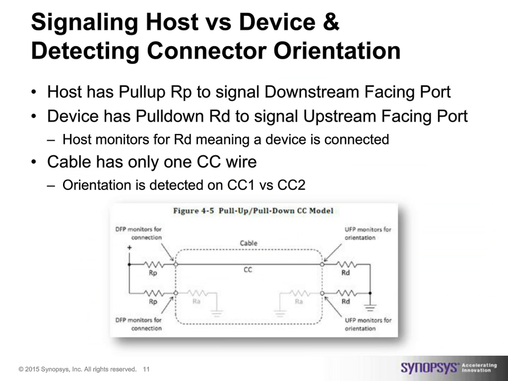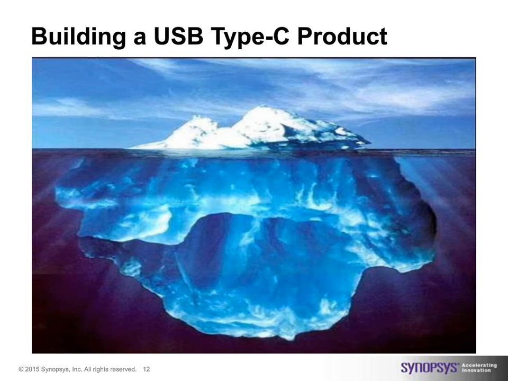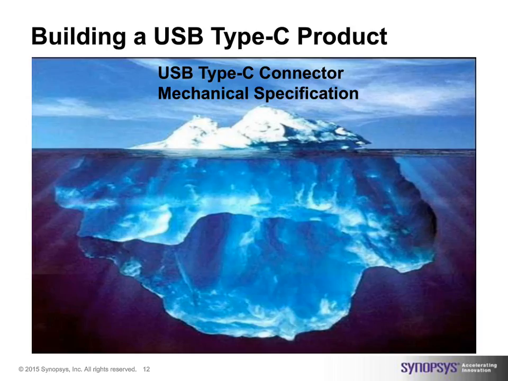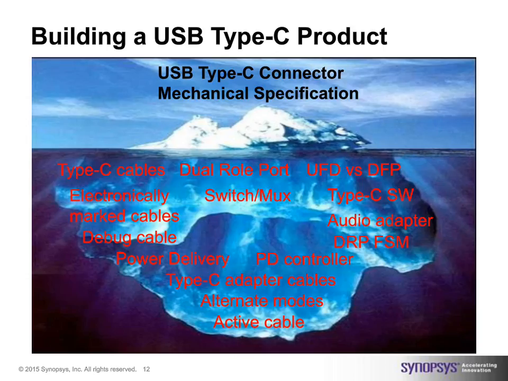However, we need to take a reality check, because building a Type C product, the mechanical specification, that's easy. However, you have all of this. Yep. So Morten, it seems pretty straightforward to determine host versus device versus detecting the connector orientation. You show here some things, maybe a little bit under the water. It's kind of an interesting analogy. Looks like there's more to Type C than just what you've presented so far.